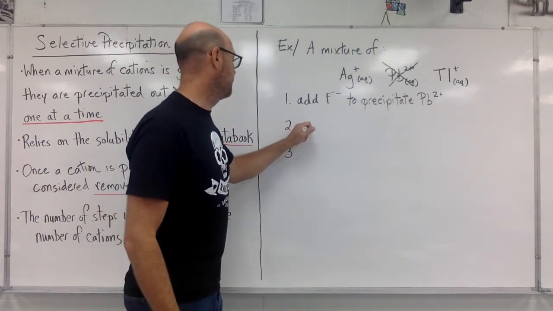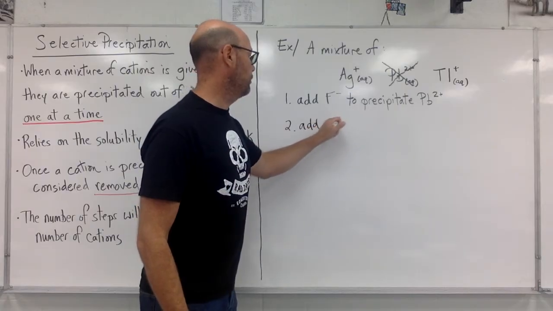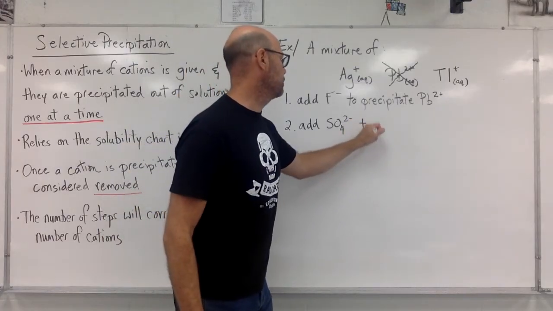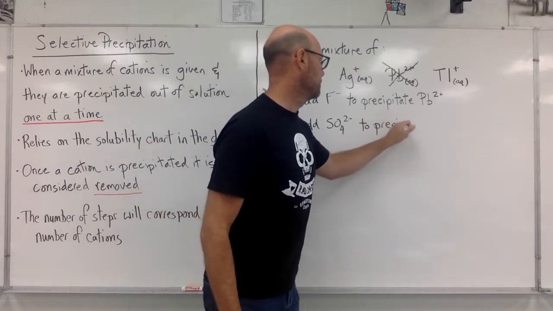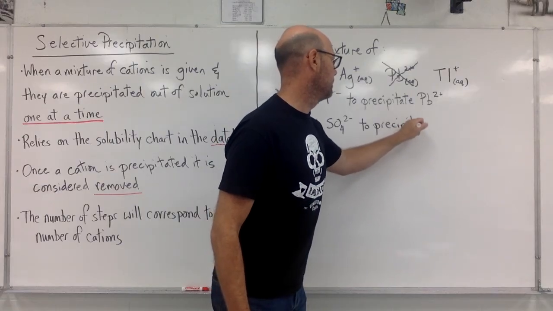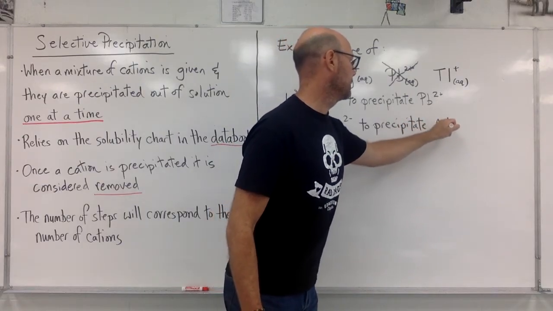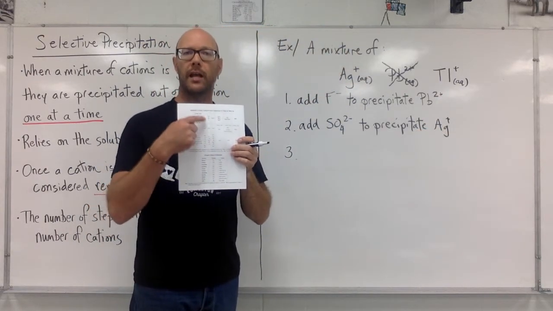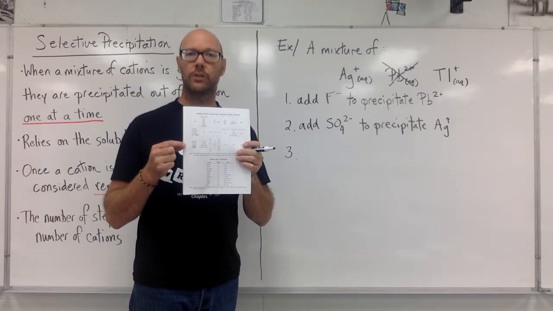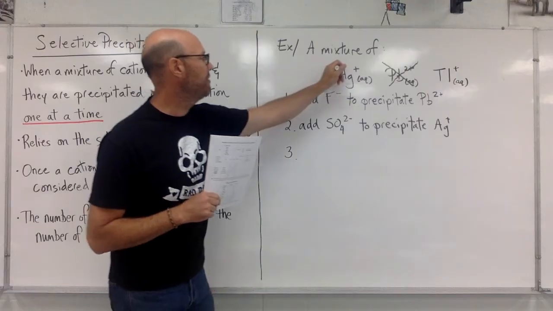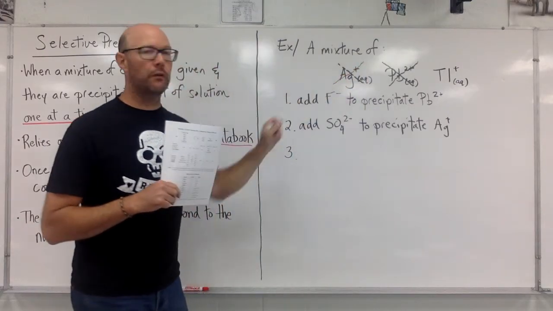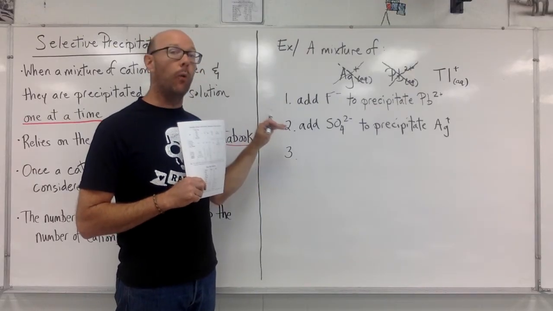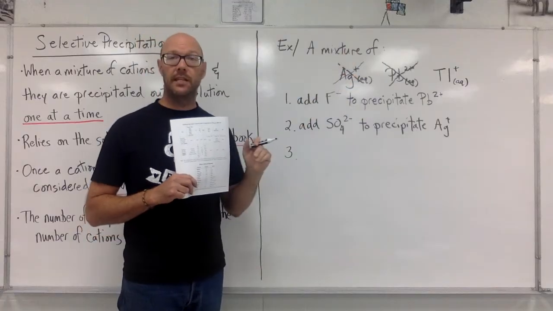If we add those SO4 2-, add sulfate ions, what that's going to do is precipitate the silver ions. Again, because the silver is specifically listed down here as a chemical that combines with a sulfate to be slightly soluble. It's going to precipitate. And that effectively removes the silver from my list. The first step got one of the three. The second step got one of the remaining two ions, and that just leaves the Tl positive.